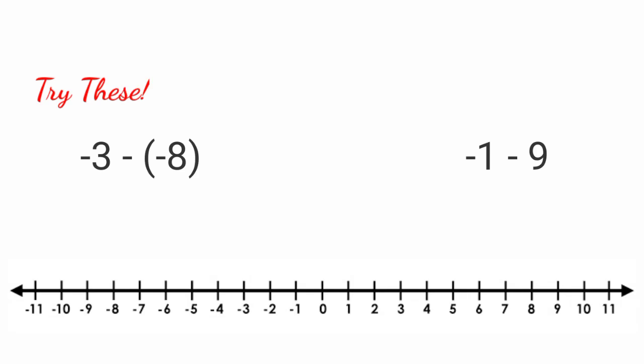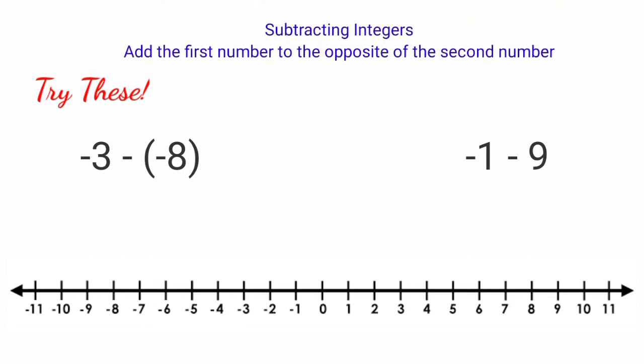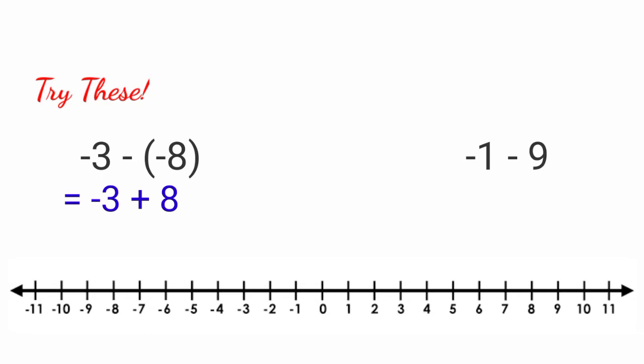Now let us try answering this using a number line. Let us start with negative 3 minus negative 8. We will first follow one simple rule, and that is add the first number to the opposite of the second number. That means to say we won't be changing our first number. We will be making subtraction to addition, and the opposite of our second number, which is negative 8, will be positive 8. With this, we will first locate negative 3 in the number line, and since that is positive 8, we will be moving 8 units to the right.